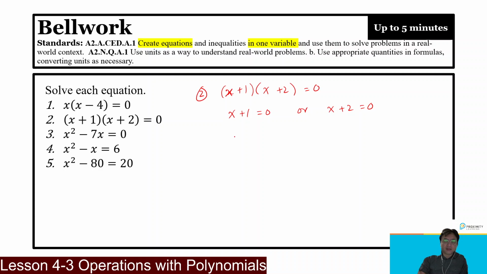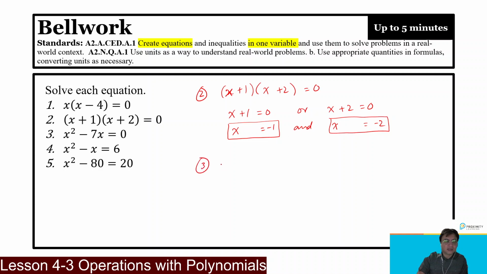I subtract 1 from both sides and I get x equals negative 1. And here I get x equals negative 2. And so I have two solutions, and either one would work. If I plug in a negative 1 in here, I get 0 times something, that is a 0. If I plug in a negative 2 in here, I get 0 over here. So anything times 0 is a 0. So this is my question number 2.